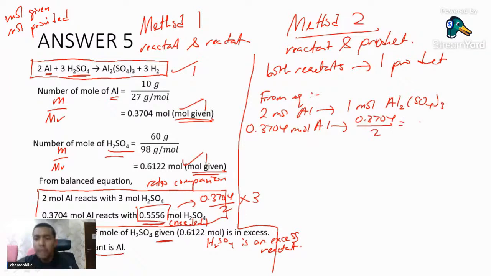Berapa? Lupa dah ni. Lupa nak kirakan je. 0. berapa? 15? Kejap kena kira. Tengok sambil buat sambil kira. Okay, 0.1852 mole of Al2(SO4)3. Okay, and then ini untuk kita compare Al dengan ini, this product. Second, kita kena compare H2SO4 and also Al2(SO4)3.